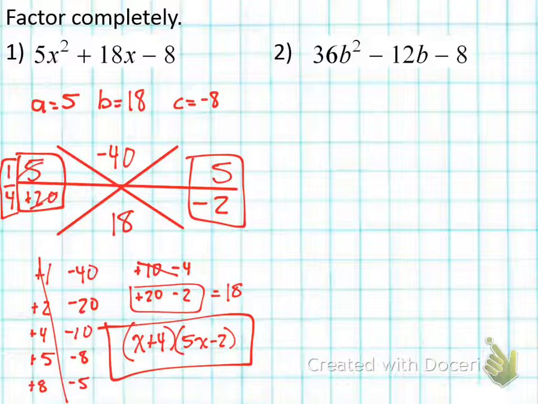And you could double check it if you want. You can multiply it out. Let's just do this one quickly in our heads. X times 5x is 5x squared, right? That works. X times negative 2 is negative 2x. 4 times 5x is 20x. So 20 minus 2 is 18x. And then 4 times negative 2 is negative 8. Okay? So if we multiply this, we know we did it correctly. Does that make sense? Yeah. You could multiply it out.